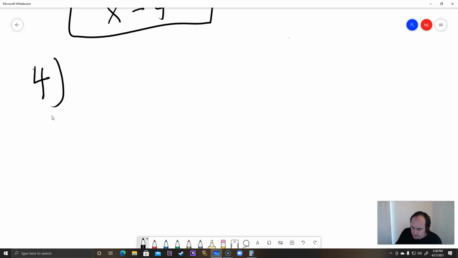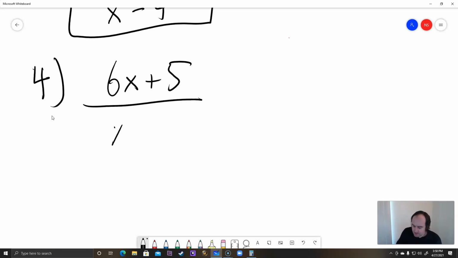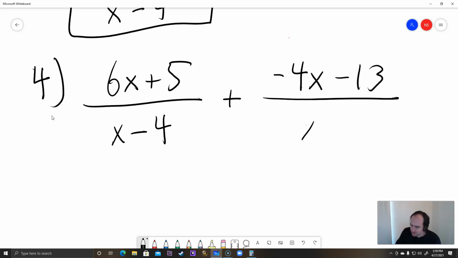we're going to do 6x plus 5 all over x minus 4 plus negative 4x minus 13 all over x minus 4. Okay, so 6x plus 5 all over x minus 4 plus negative 4x minus 13 all over x minus 4. Okay, so this time we're adding instead of subtracting, but this one is actually really easy. Adding is actually easier than subtracting.